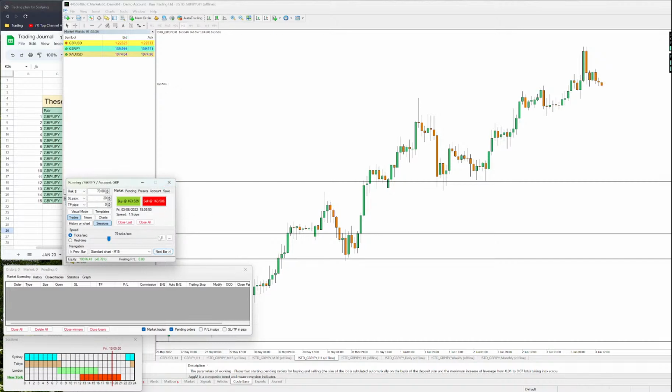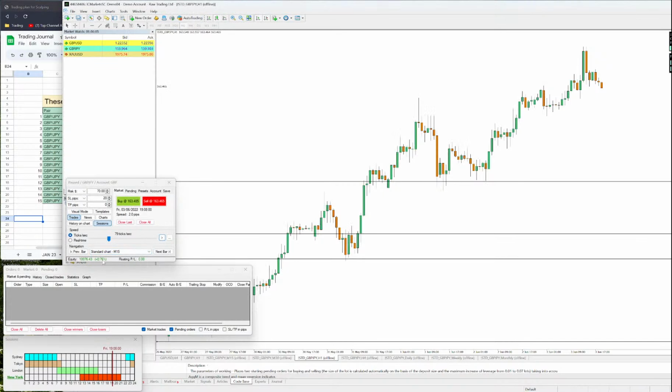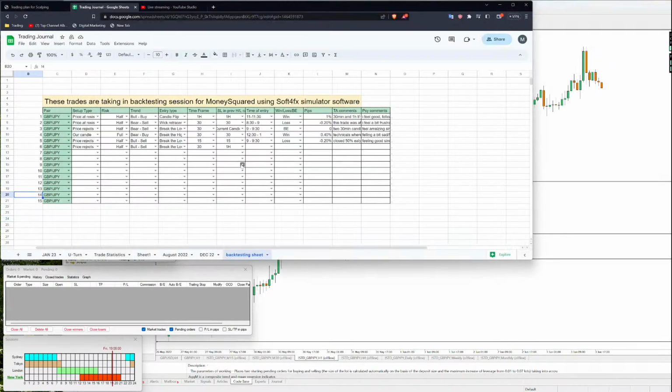So yeah. Thank you guys for watching. This was the overall profit. We made 0.76 on this backtesting session. We took 6 trades.